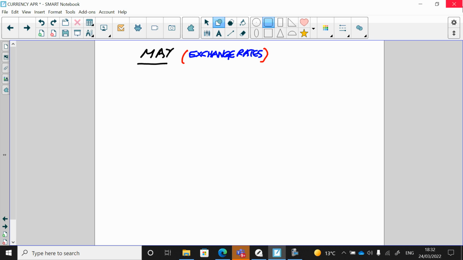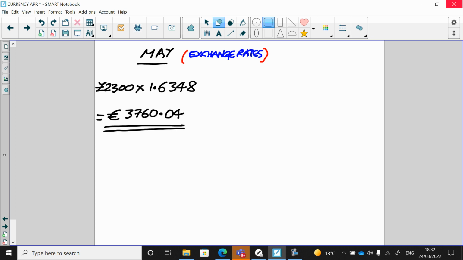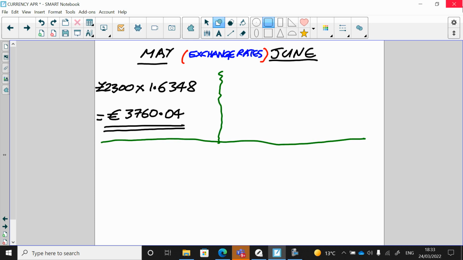I'm going to have the exchange rates for both. I'm going to have June on the right-hand side very soon. So here, it is 2,300 times the exchange rate in May. Let's multiply them together, see what we get. So we'll get a nice answer there: 3,760 euros and 4 cents. Fine. Let's move on to June, when the exchange rate was a little bit different.